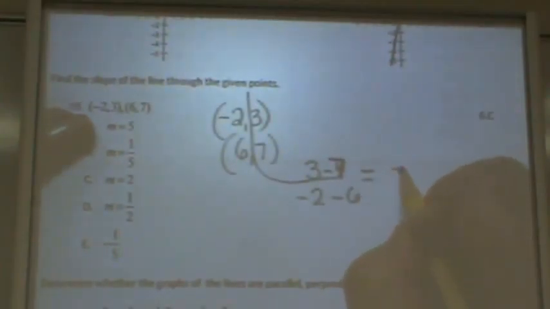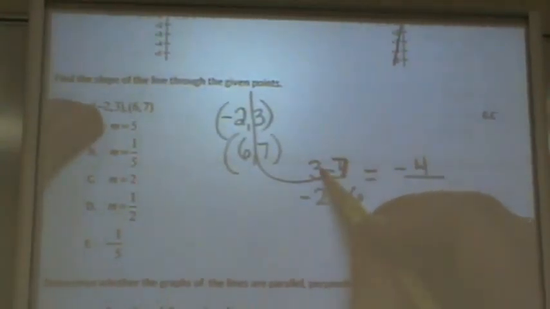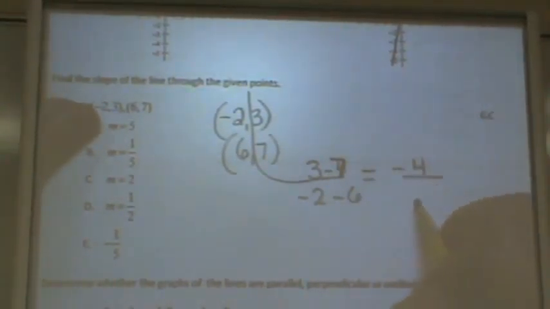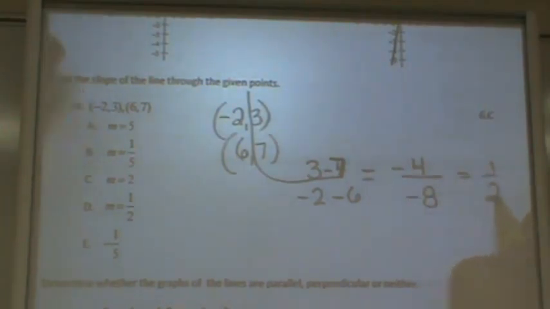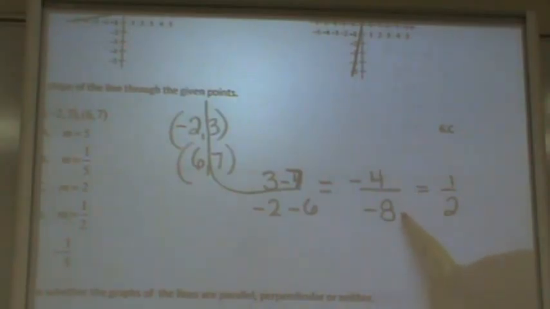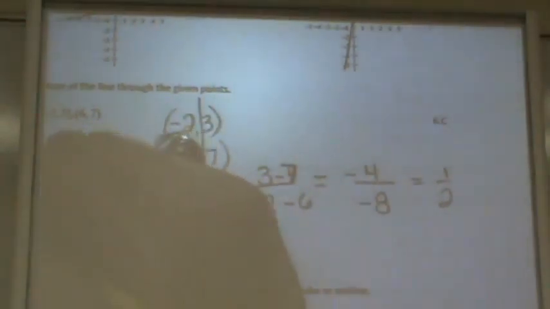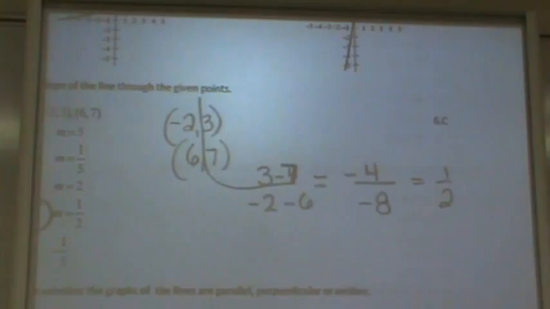So hopefully you're okay with the math here. 3 minus 7 is negative 4 over negative 8. The negatives will cancel, and you have 1/2. Be careful, it's bottom heavy. It's not 2. A lot of people will say 2, but it's 1/2. D is the correct answer.